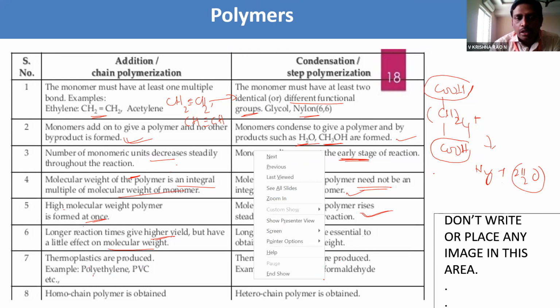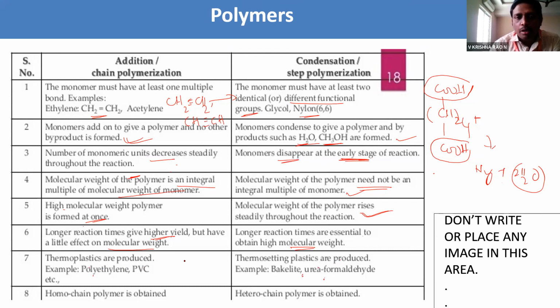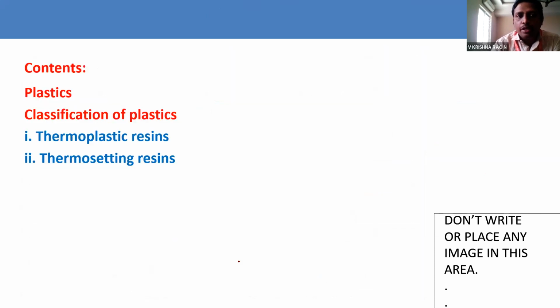Homo chain polymers are obtained, means same chain polymers. Different chain polymers are obtained here. Now coming to the next topic, classification of plastics.